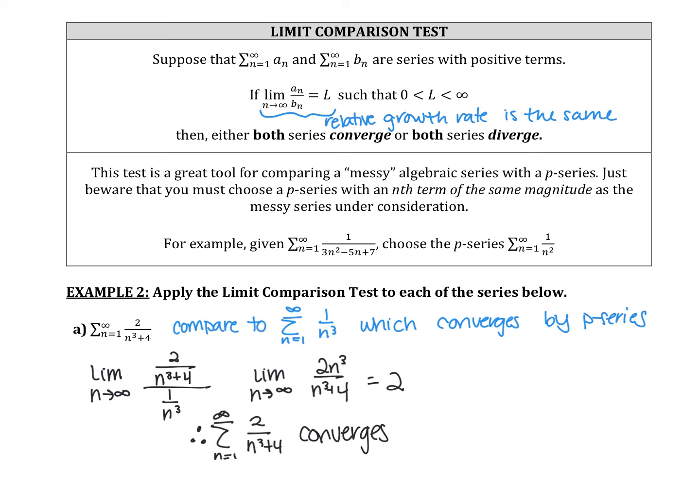The limit comparison test says we're going to compare it to a p-series that we know either converges or diverges. And then I'm going to take the limit of the ratio of the two functions. And if I get a value, then I know it converges if the original one converges. If I get a value and the original one diverges, then this one diverges. So hit pause and try the next one.